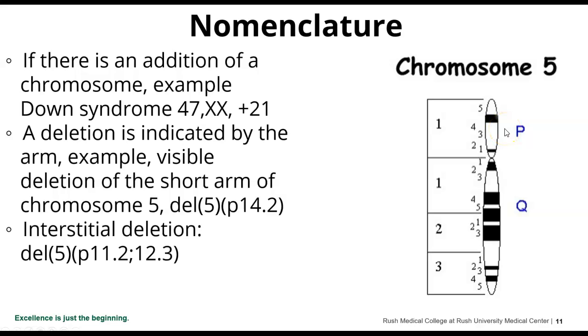An interstitial deletion is a deletion in the middle. So deletion, chromosome 5, P11.2 to 12.3. So this little piece here is missing.